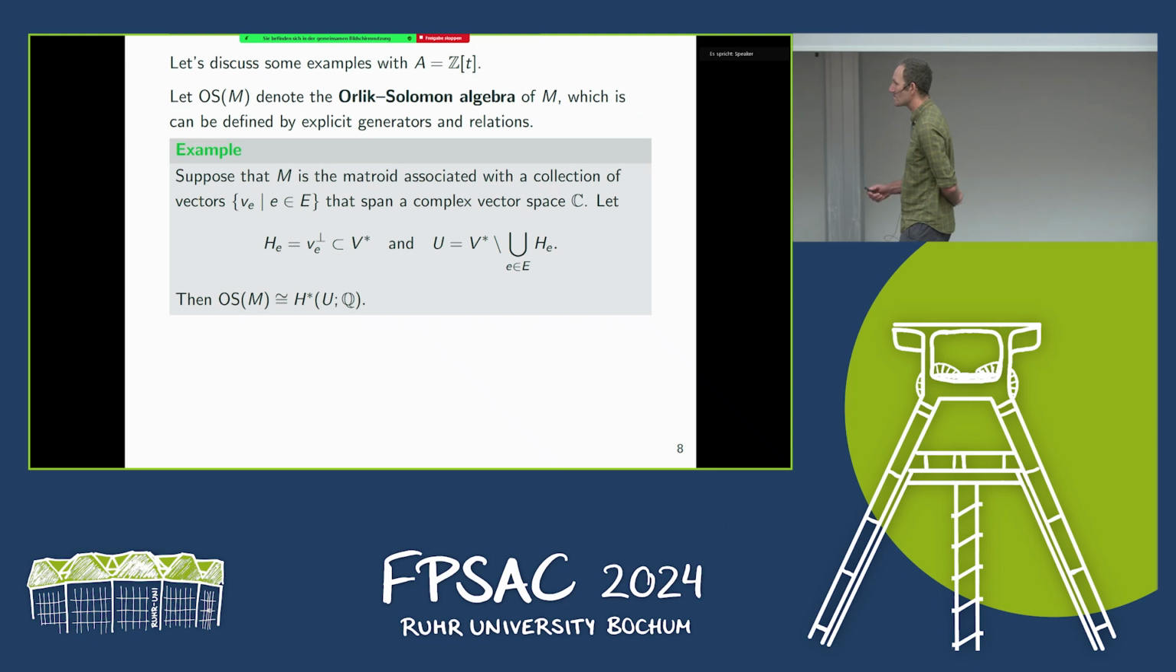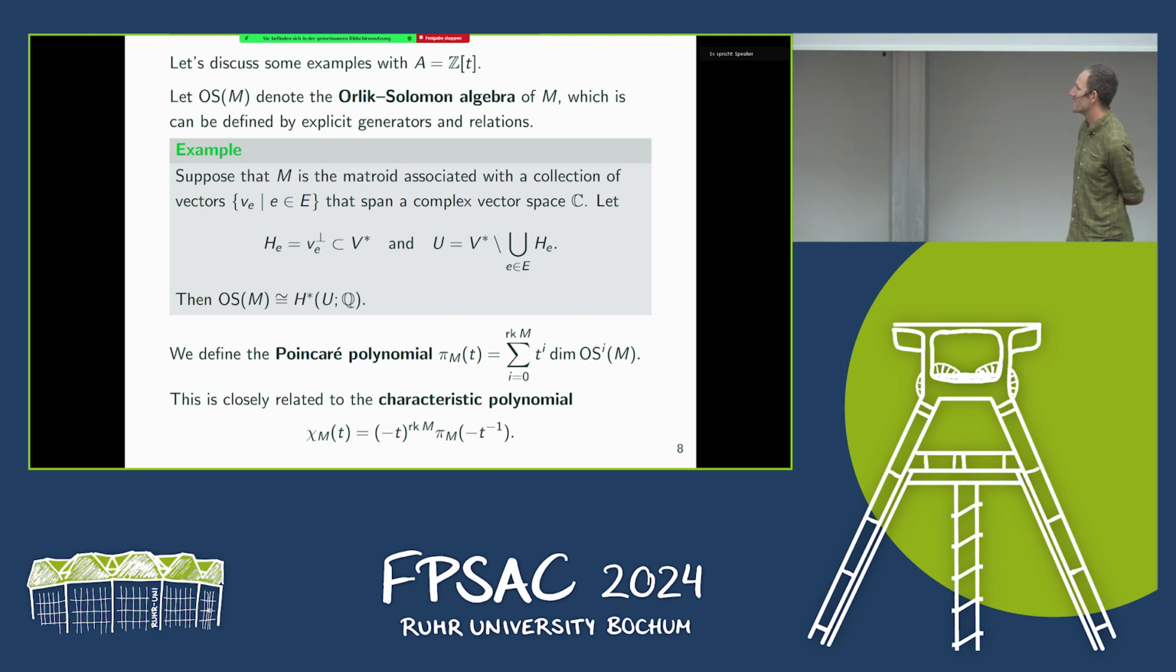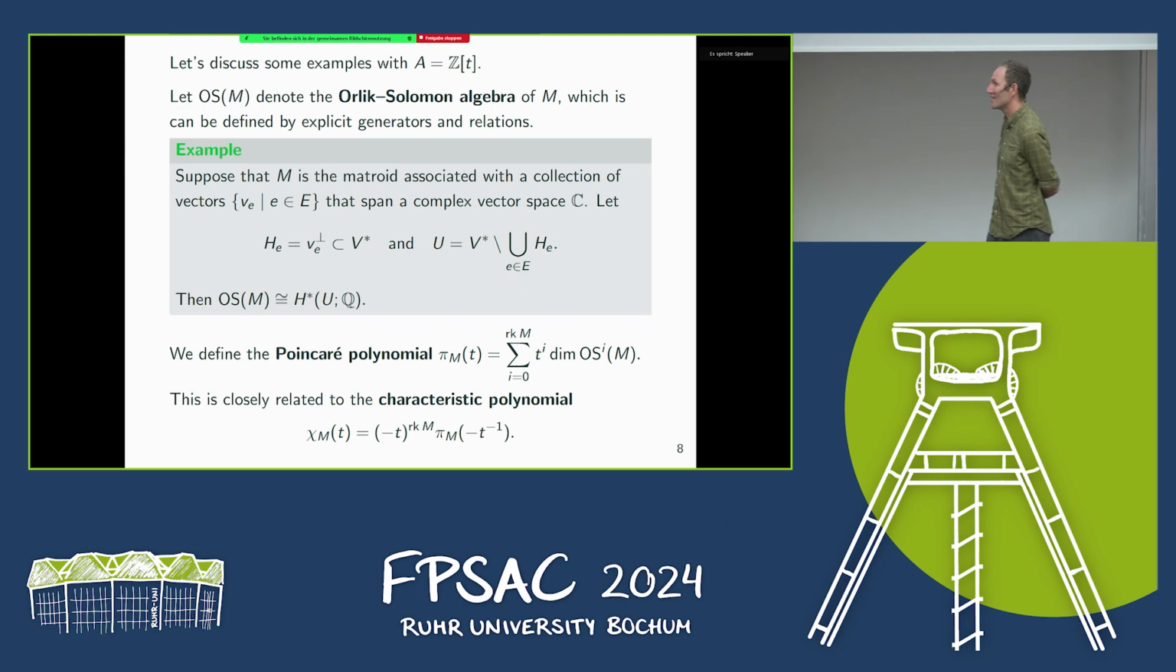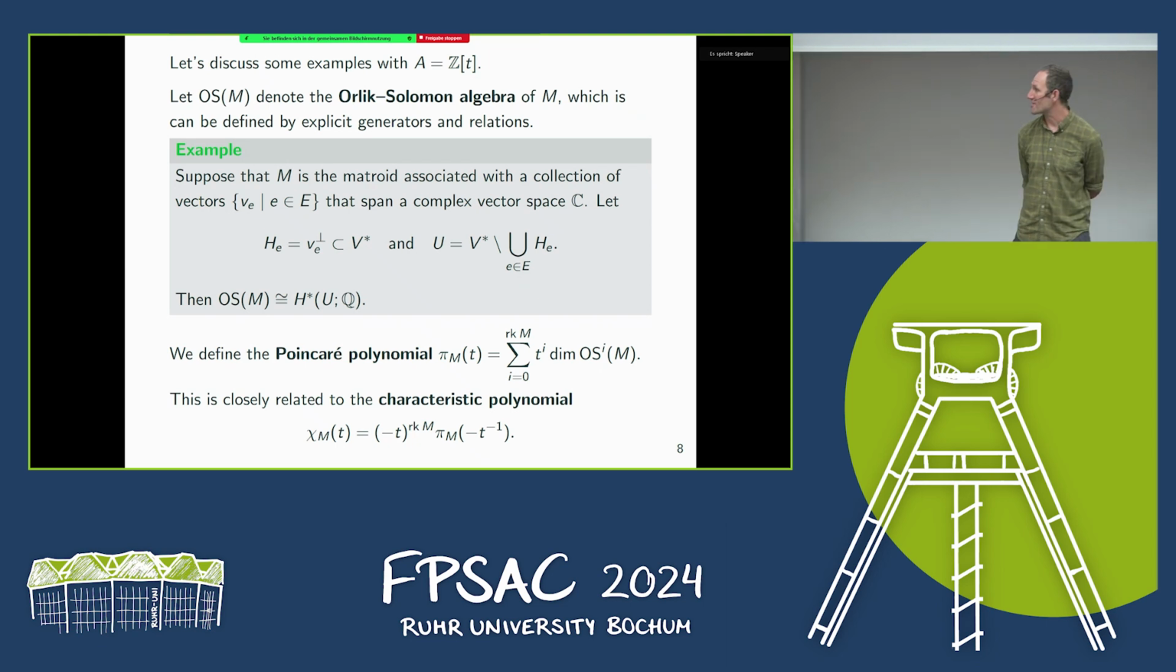It's a graded ring. And I want to define the Poincaré polynomial of the matroid to be the Poincaré polynomial of that algebra, so the generating function for the graded dimensions of that algebra. In the case of a realizable matroid, this is actually the Poincaré polynomial of a space. And if that terminology isn't familiar, you might know about the characteristic polynomial of a matroid. The characteristic polynomial is just the Poincaré polynomial backward and with signs. So it's encoding exactly the same information.